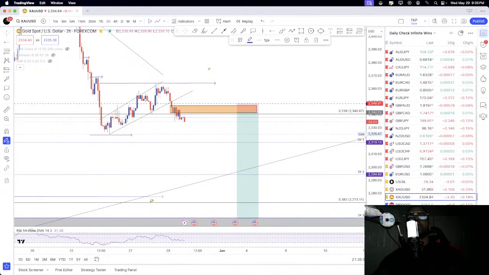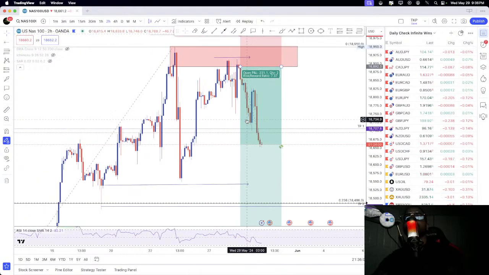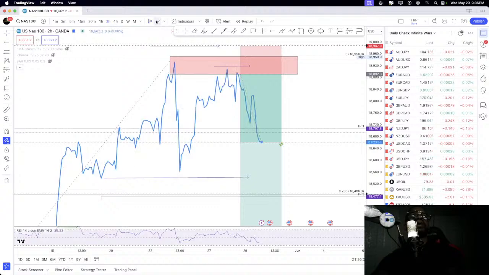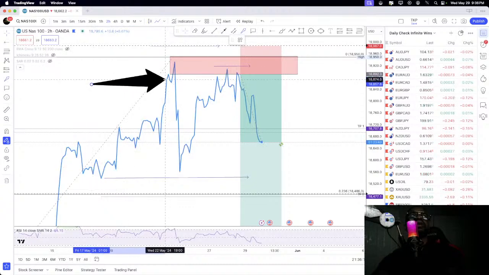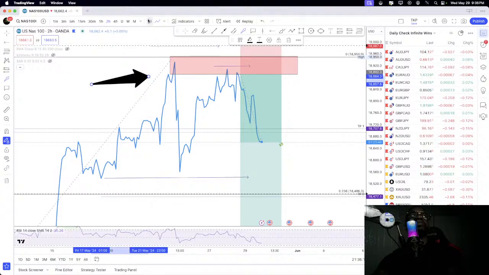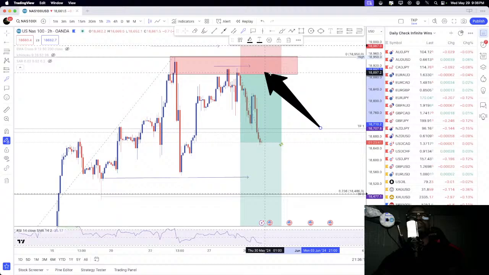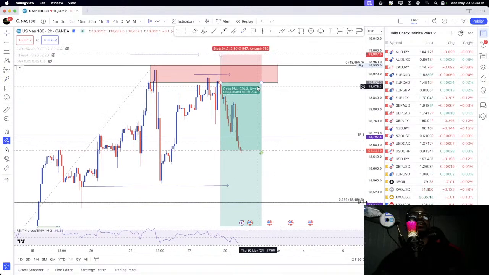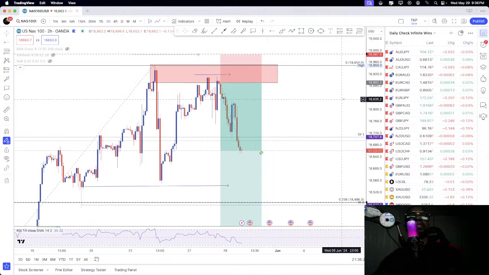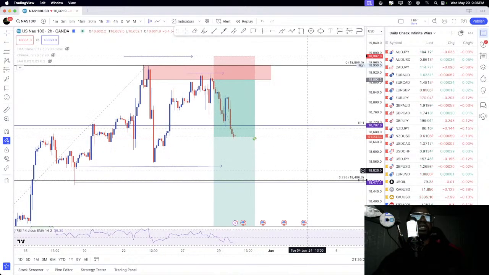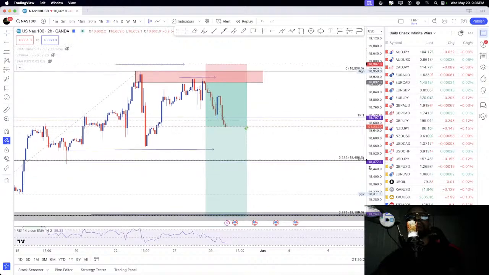NASDAQ 100. Oh yeah, NASDAQ 100. I took this trade setup because of the 2 hour. On the 2 hour, I noticed somewhat of a double top right here at all-time highs on NASDAQ. So we set a limit order right here, V. You know how it works. Set that limit order, price came up, hit that limit order, and now we are in profit. Yeah, let's go.